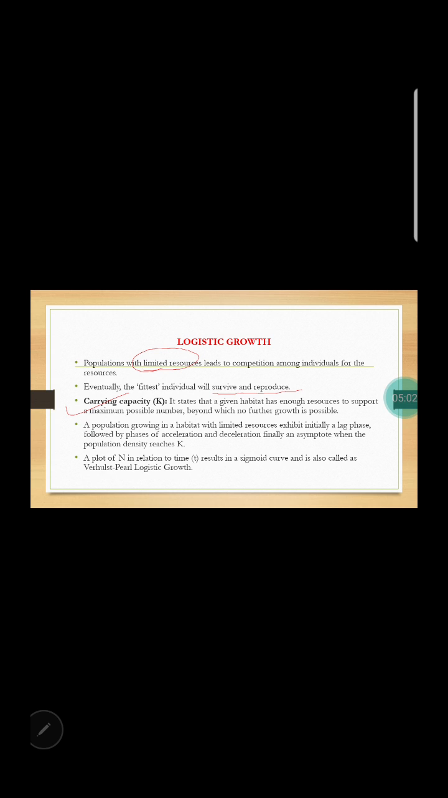So let us understand what carrying capacity is. It suggests that any habitat has only enough resources to support a maximum possible number, beyond which there will be no population growth. So there will be limited resources and there will be a lag phase, the phase in which the nutrients start to be mobilized and utilized. And finally, it will reach a maximum population density, that is the carrying capacity, capital K. So the curve we just saw is the sigmoid curve, which is also called the Verhulst-Pearl logistic growth curve.